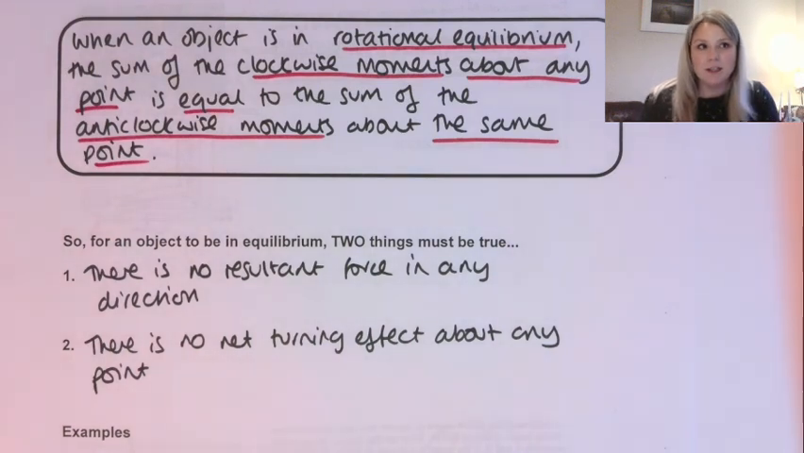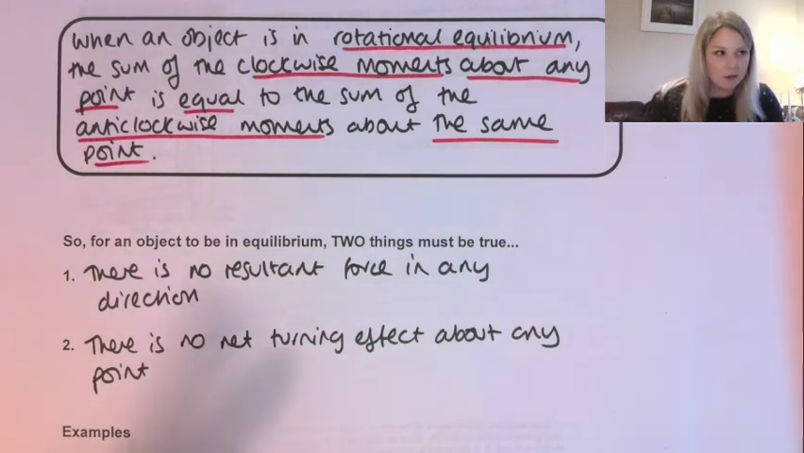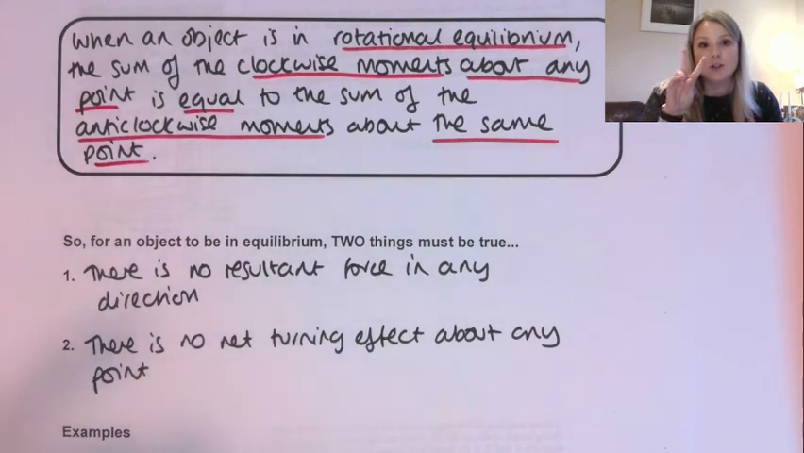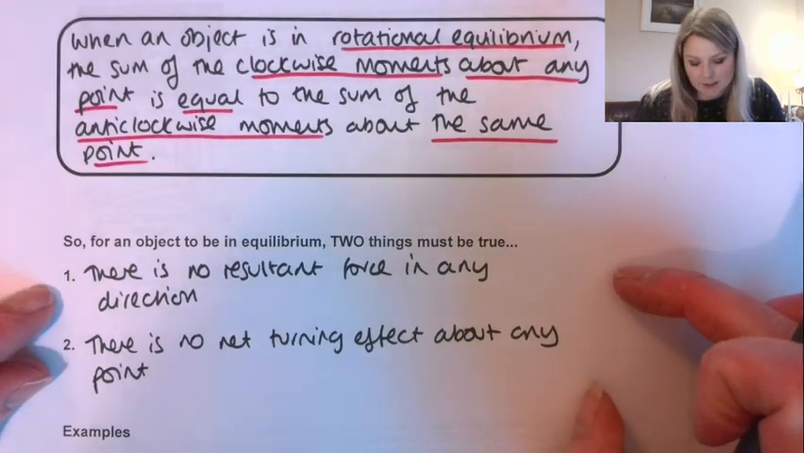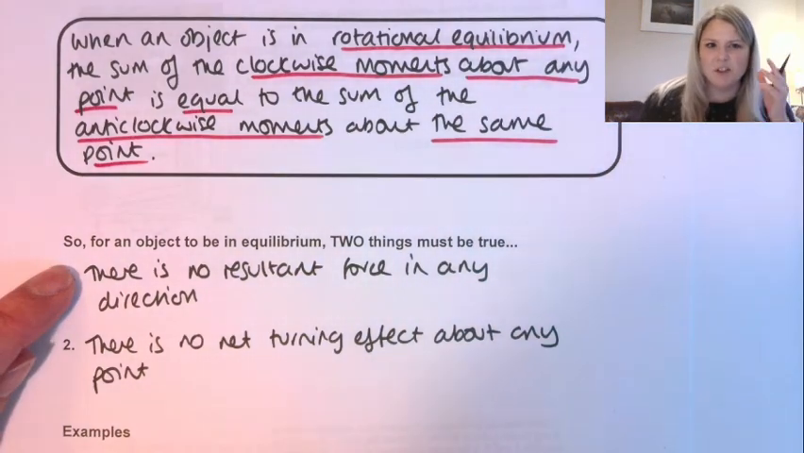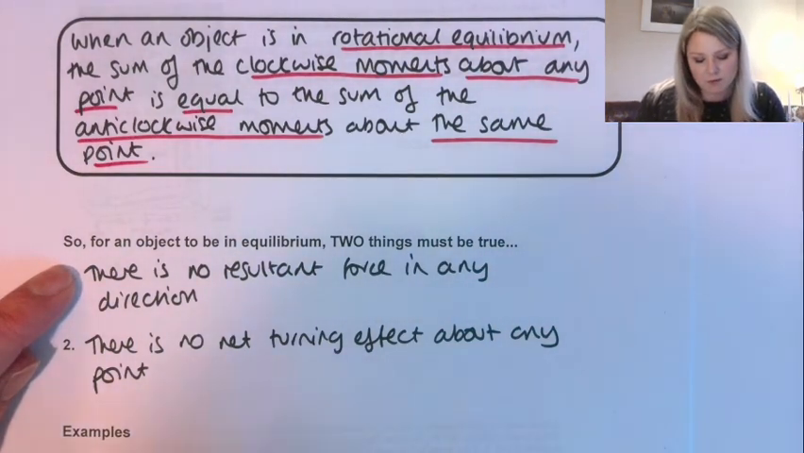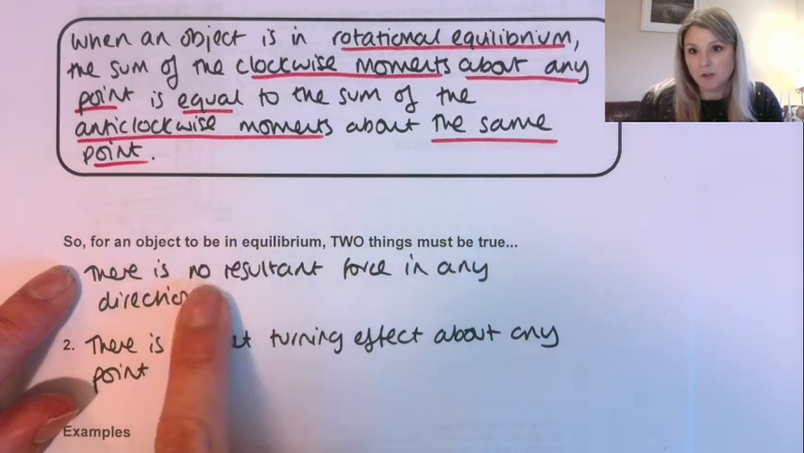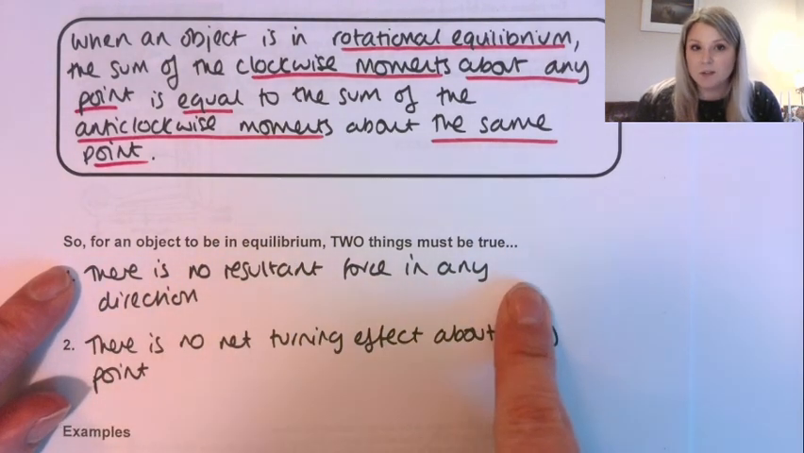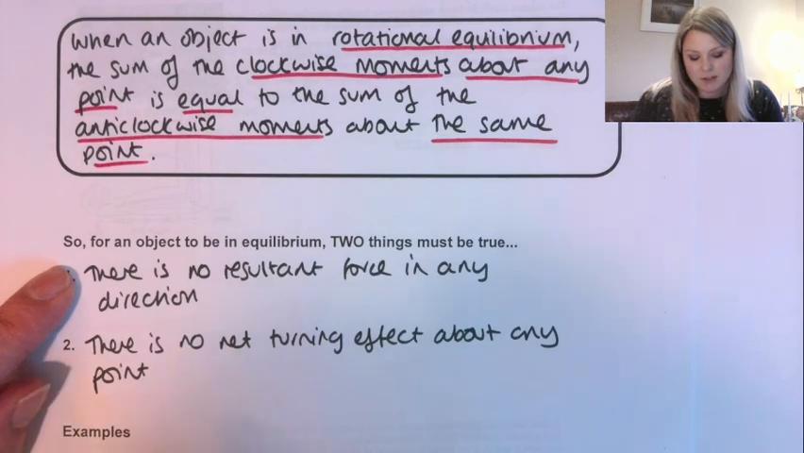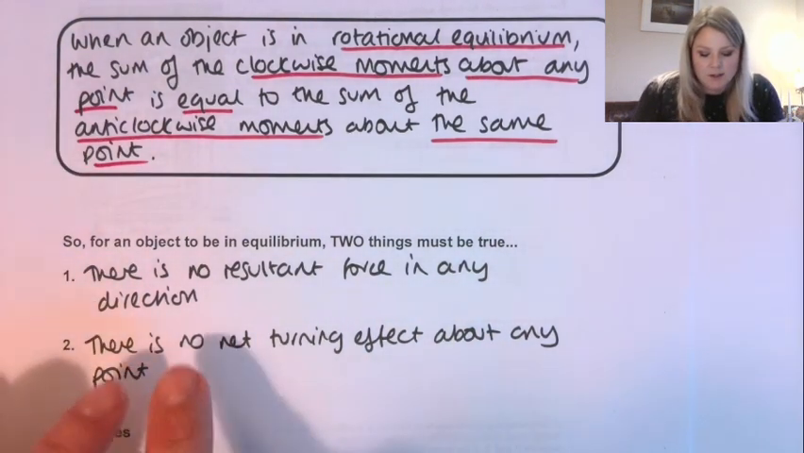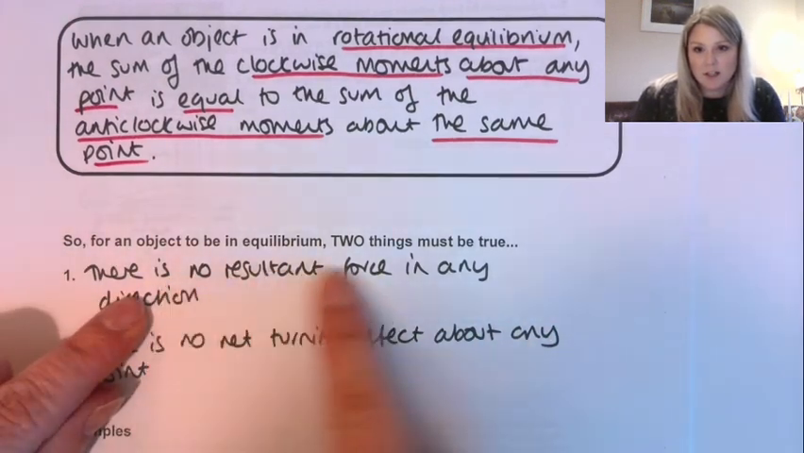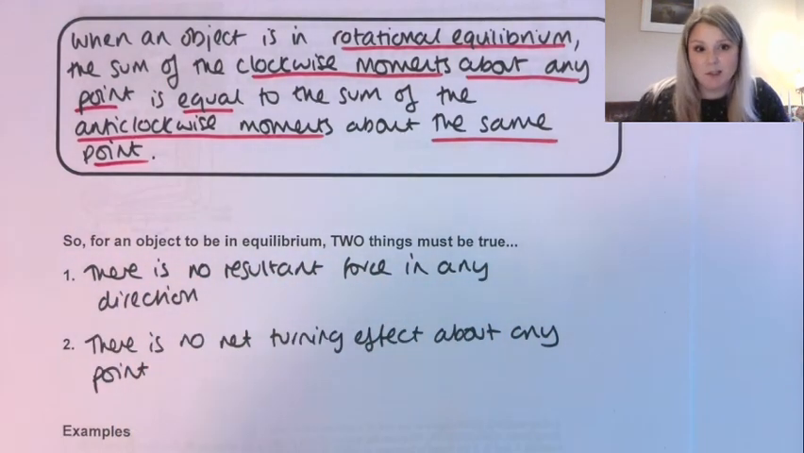So if an object is in equilibrium, not just rotational equilibrium, if it's in equilibrium, there's two things that must be true. And a bunch of these questions that we're going to do make use of both of these. Sometimes it's easy to forget this if you're in moment mode. So if something's in equilibrium, it means there's no resultant force in any direction, but it also means there's no net turning effect about any point. So this is the principle of moments, and this is just the regular equilibrium bit.